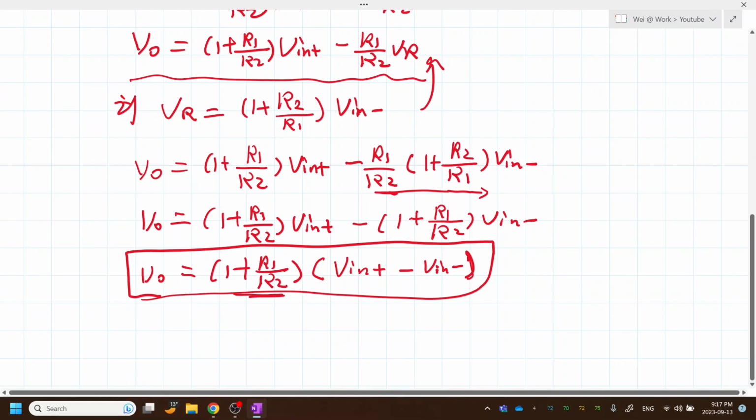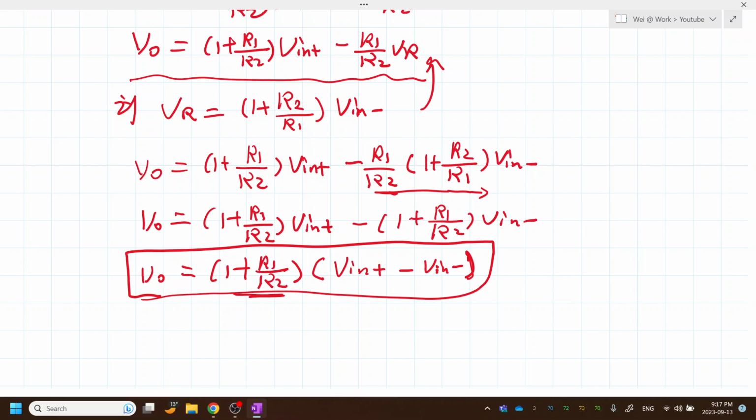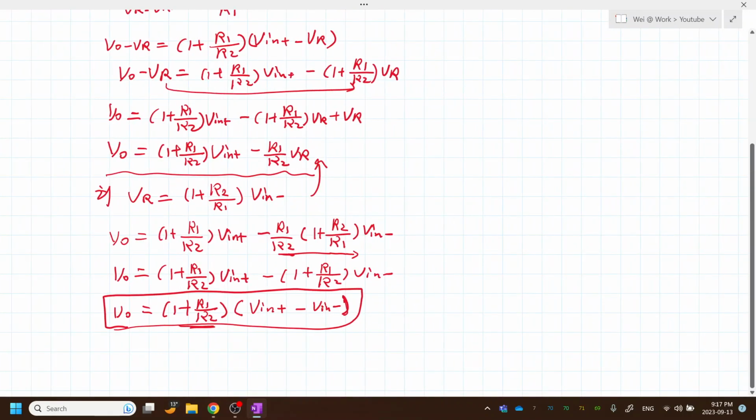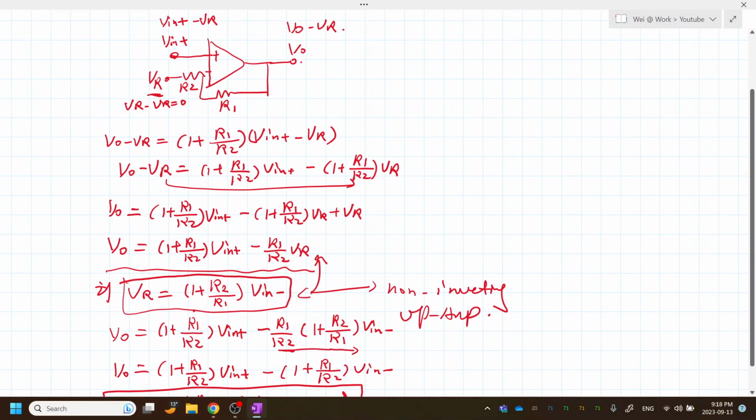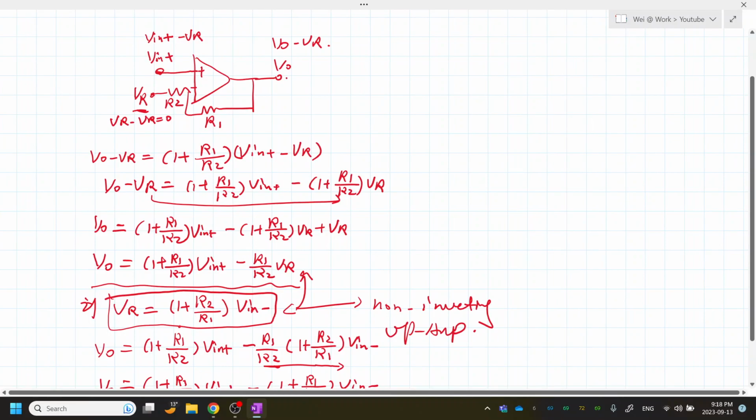Okay, so this basically is the difference amplifier we want, and our task now is to have a circuitry that makes sure we have this output transfer function. So we can build a circuitry that makes VR's output equal 1 plus R2 over R1 times V in minus. Okay, if you look at this carefully, this is just another non-inverting op-amp circuitry, right? So that means we can build another circuit here.